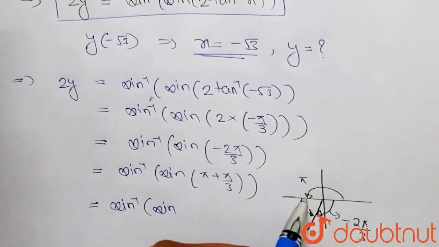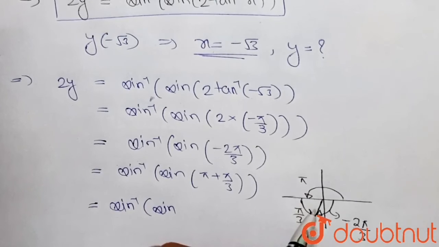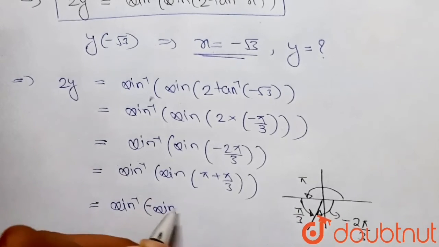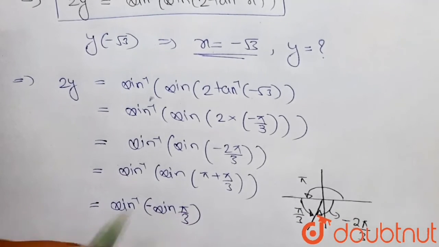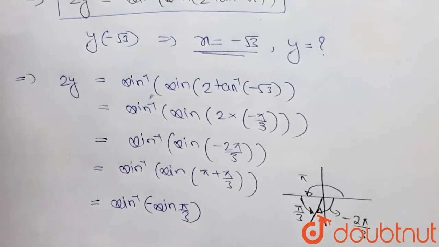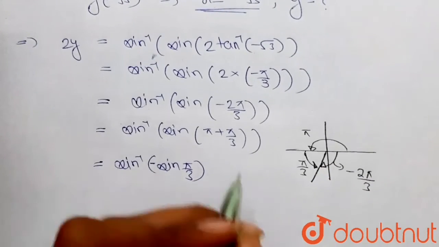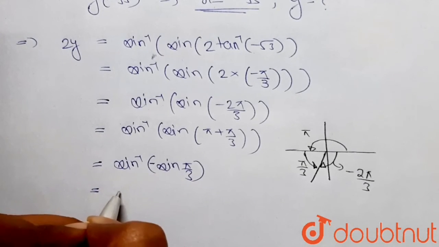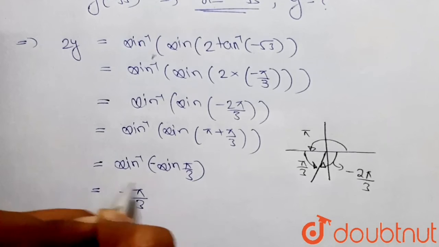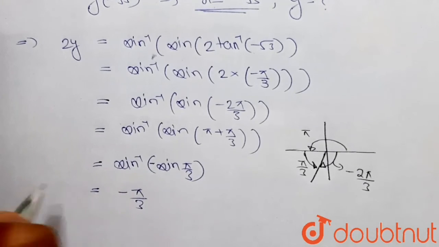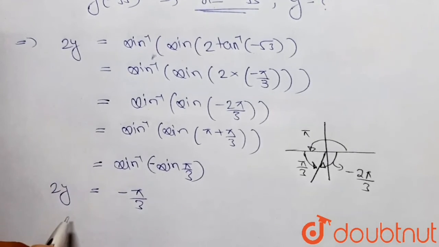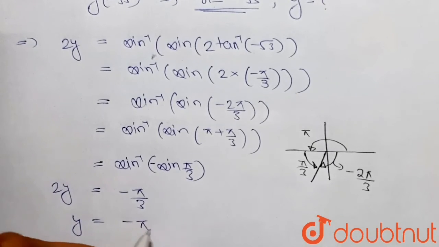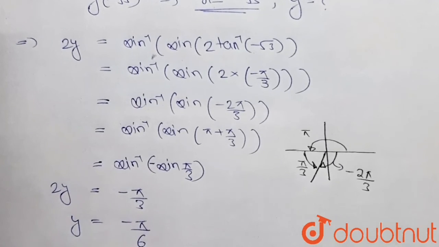Now sine of 180 plus theta is equal to minus sine theta, right? So this will become minus sine pi by 3. So sine inverse of minus sine theta is actually equal to minus theta, so this will finally become minus pi by 3 and that is equal to 2y, right? So the value of y will be equal to minus pi by 6. Okay, so this is the final value of y that we got.